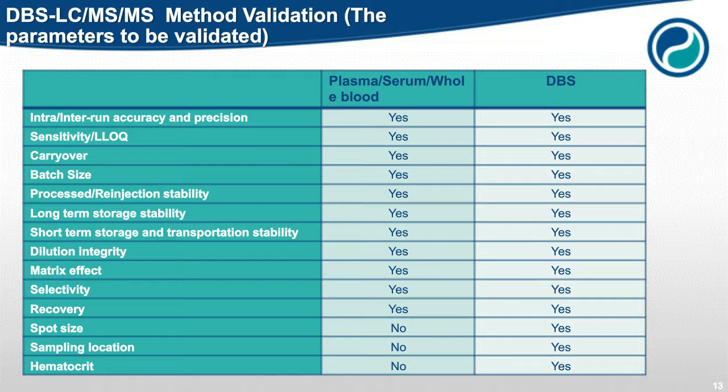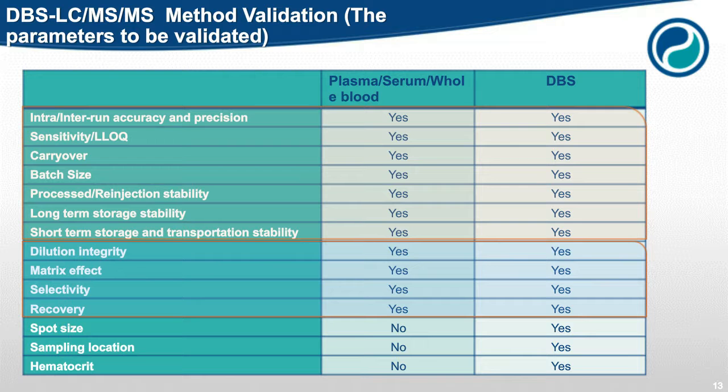The first group, I believe all the audience are very familiar with. These are parameters that are needed for both plasma methods as well as DBS methods. The second group includes dilution integrity, matrix effect, selectivity, and recovery. These parameters need to be evaluated for both plasma and DBS methods. However, the study design to perform these evaluations is very different for DBS methods.